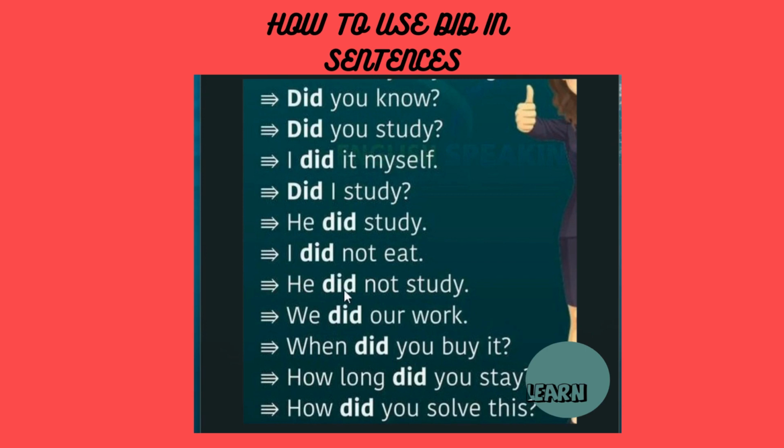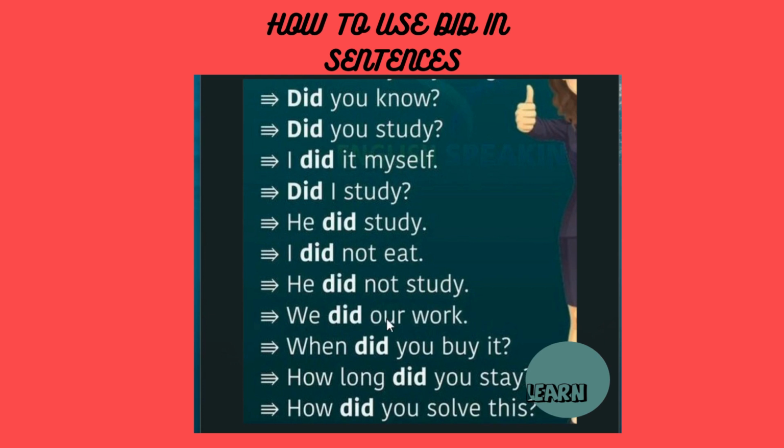And next one, he did not study. He did not study means he did not take his book and he did not read his book. That is what it means. He did not study in the past time. Maybe he has studied now. But in the past time, in the past action, he did not study. That is what it means.